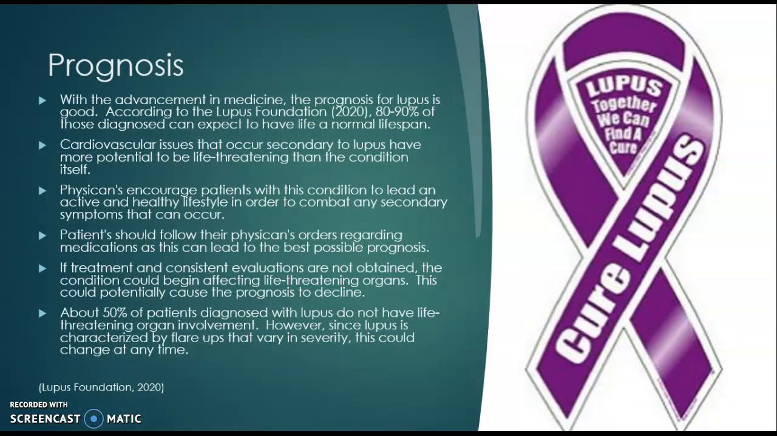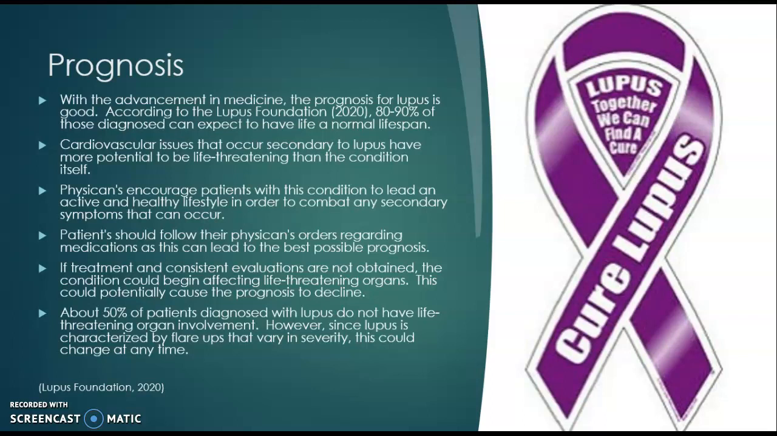The prognosis for lupus is generally good. 80 to 90% of people diagnosed have a normal lifespan. Secondary conditions such as cardiovascular issues actually have more potential to be life-threatening than the actual condition itself. Physicians encourage patients to be active and lead a healthy lifestyle in order to combat any secondary symptoms that could occur. And they should follow the physician's orders regarding any medications because this can lead to the best possible prognosis.